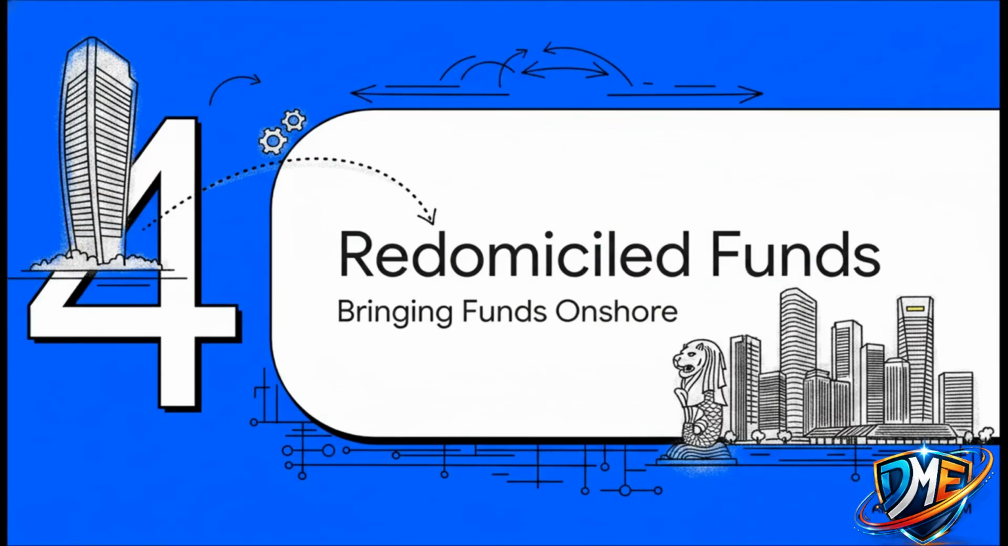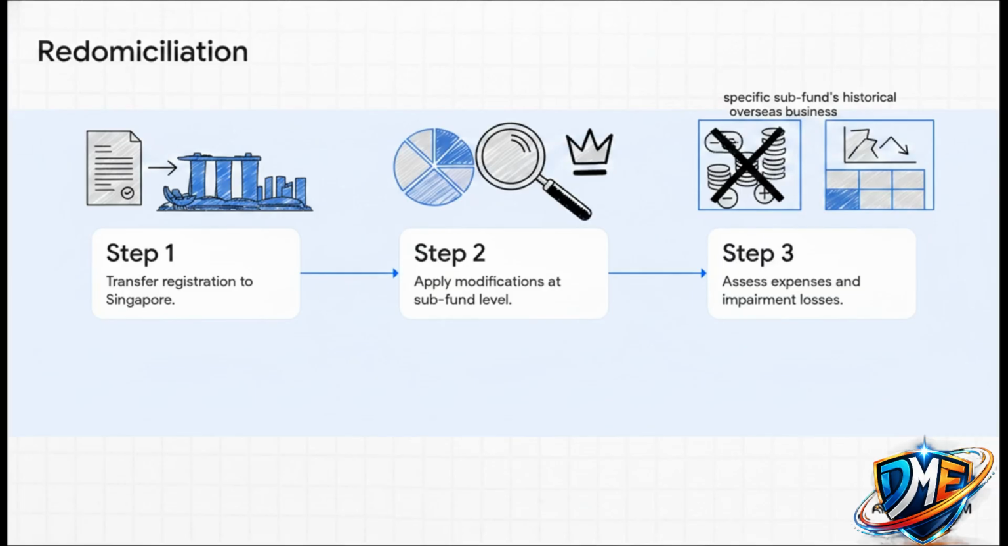Section 4. Rules for Redomiciled Funds. Bringing funds onshore. So what if you're already set up offshore? Well, Singapore actually allows you to transfer the registration of a comparable overseas fund directly into a VCC structure. But, and here's a truly fascinating exception to our golden rule, when you're redomiciling into Singapore, the tax framework applies certain modifications specifically at the subfund level. For instance, specific deductions like pre-registration expenses and impairment losses on financial assets are uniquely calculated for the specific subfund's historical overseas business rather than for the whole umbrella. It's a really important nuance.